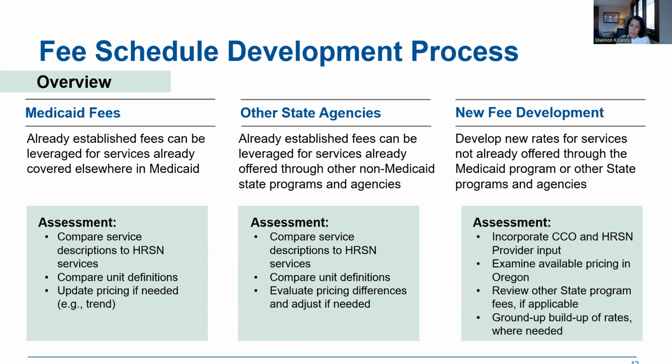Lastly, when there are no established fees that can be leveraged, we develop new rates for services. These are services that are not already offered through the Medicaid program or other state programs and agencies. With this groundbreaking program, this was often the case. In order to develop new fees, we assessed Medicaid fees and state agencies across the nation. We also examined available pricing in Oregon, reviewed other state program fees when applicable, and where needed, conducted a ground-up build-up of rates. In addition, we also gathered input from small groups of HRSN providers and a little feedback from CCOs. And this will continue following today's review.